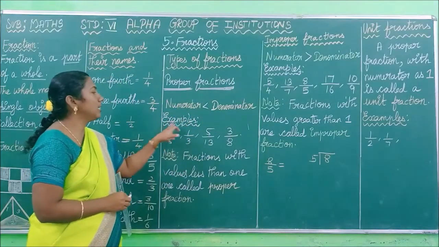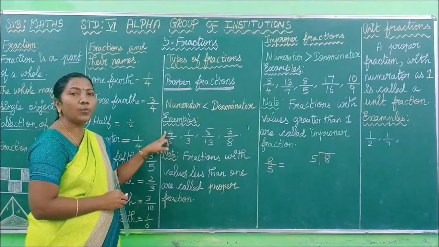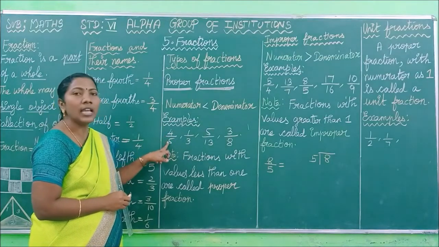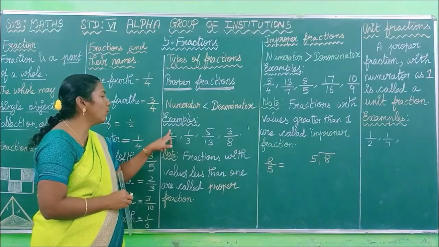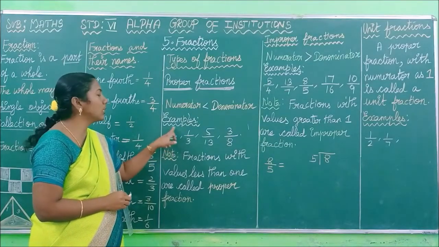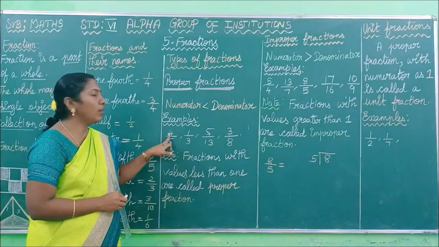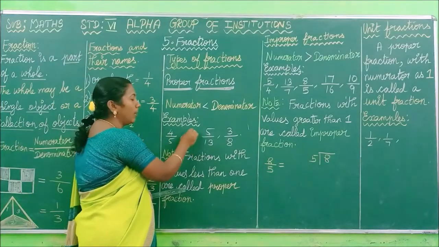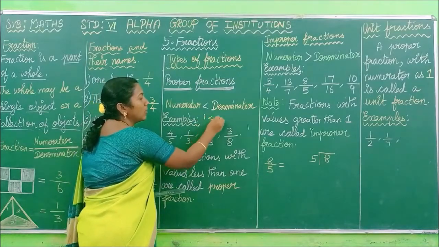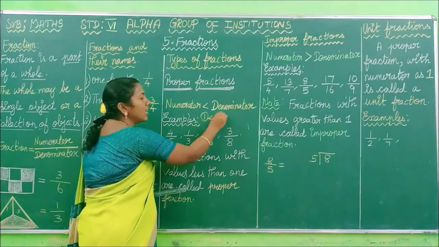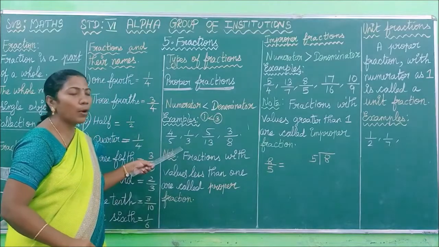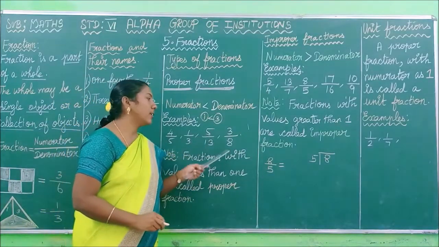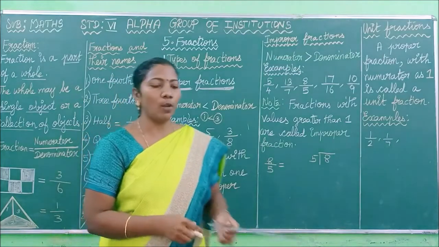See here, example 4 by 5. Which is the numerator? 4. So 4 is the numerator and 5 is the denominator. See here, 4 is less than 5. So such a type of fraction is said to be a proper fraction. See 1 by 3, 1 is the numerator and 3 is the denominator. 1 is less than 3. So the numerator is less than the denominator, so we can call it a proper fraction. Similarly, see here 5 by 13, 3 by 8. These are examples for proper fractions.